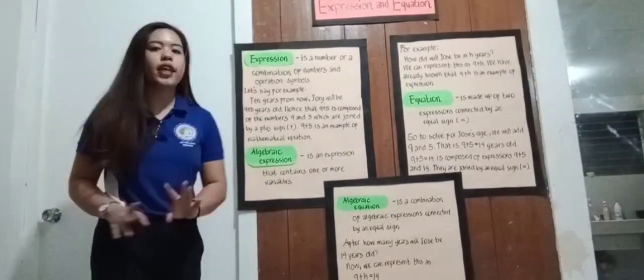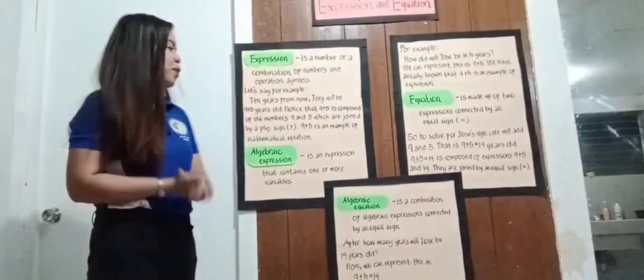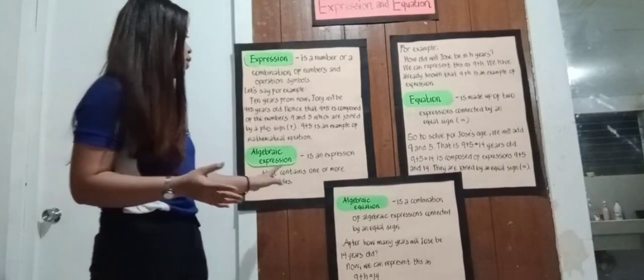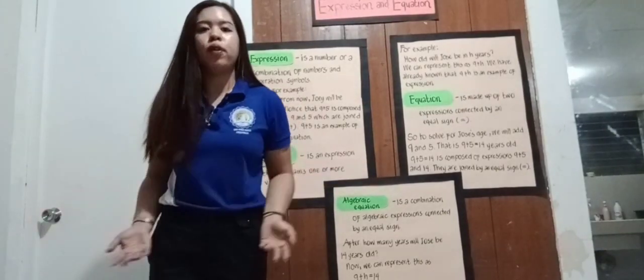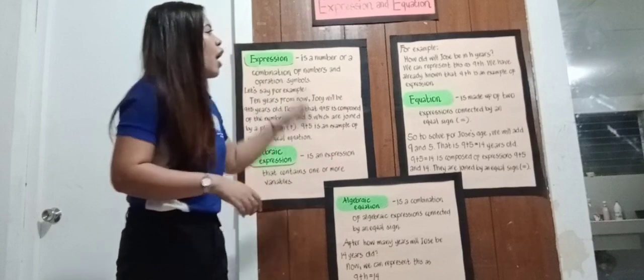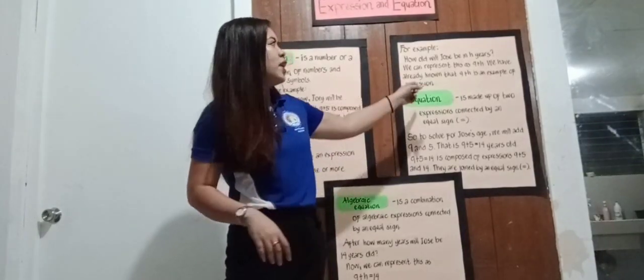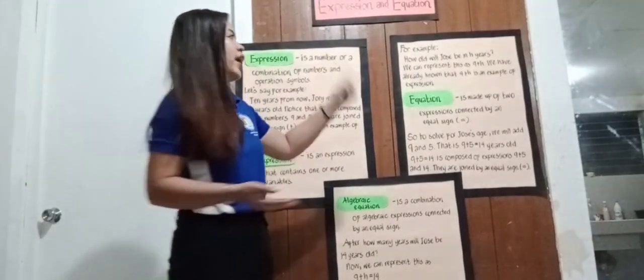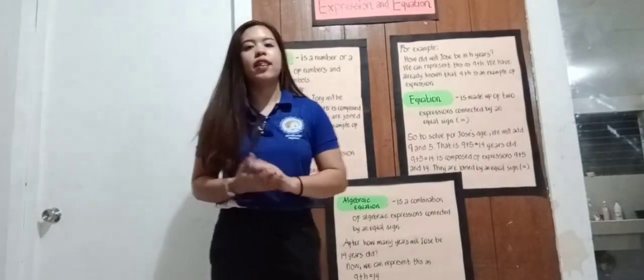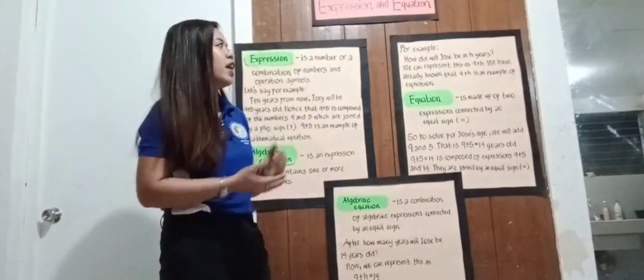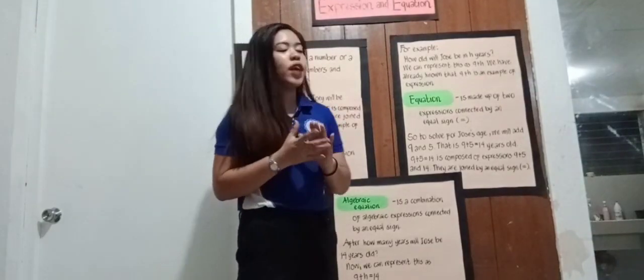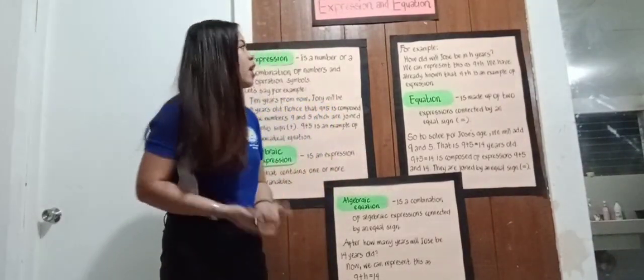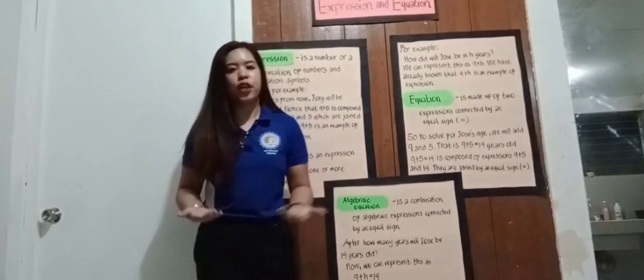An algebraic expression is an expression that contains one or more variables. For example, how old will Joey be in h years? Now, we use the variable h. We can represent this as 9 plus h. We have already known that 9 plus h is an example of an expression.